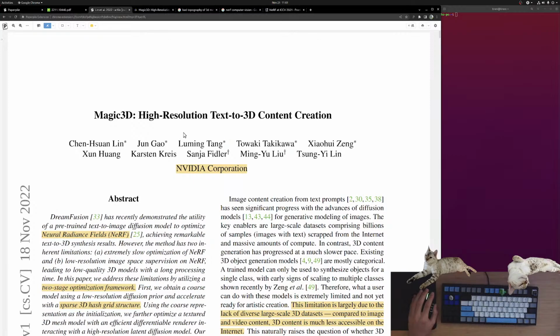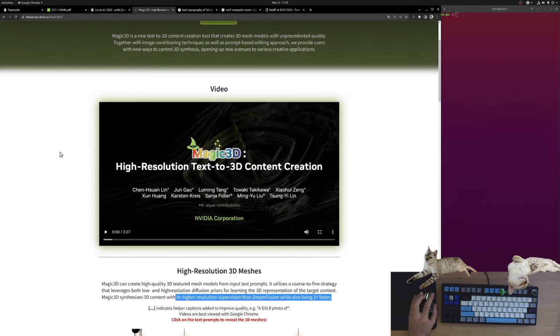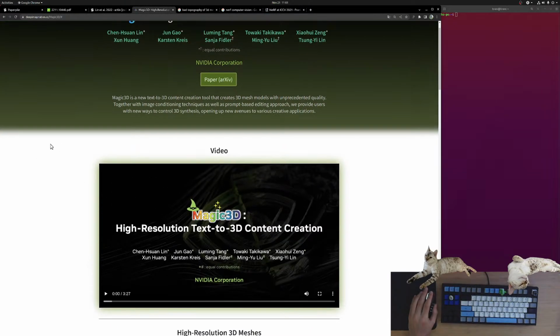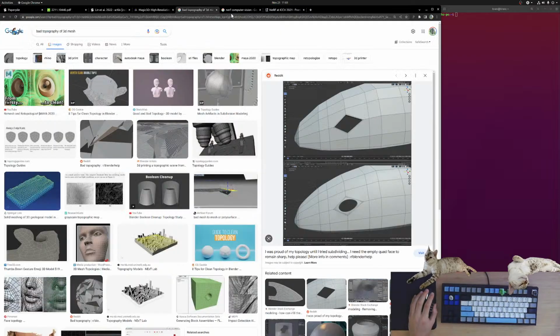Cool. So just over 2 hours, but we did it. This was high resolution text to 3D content, or Magic3D, which is a paper out of NVIDIA. And this stuff is moving very, very quick.